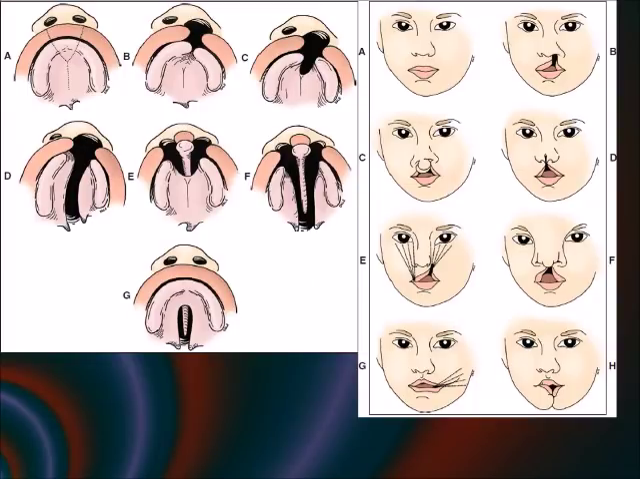In this image you can see the different types of clefts. You can see on the left side, this is the area of the primary palate, here is the secondary palate. These are the palatal shelves. The failure of union between the medial and lateral nasal process gives a cleft in the lip only, or the lip and the palate, or the lip, the primary palate and the secondary palate, unilateral or bilateral. Here is the cleft in the secondary palate only.